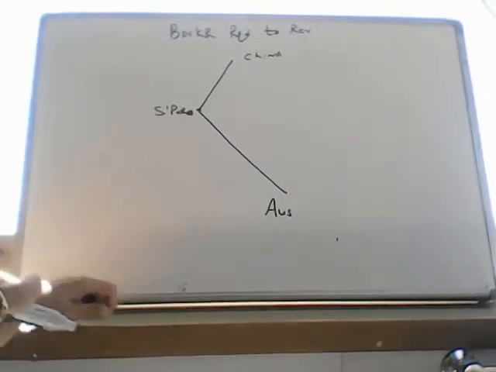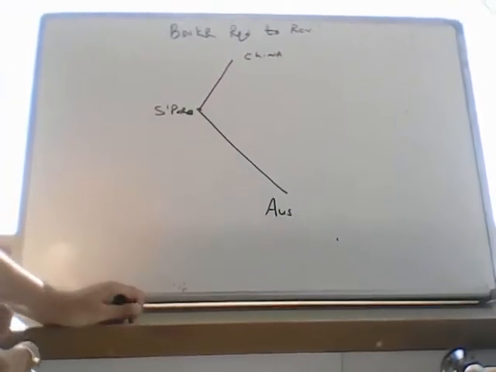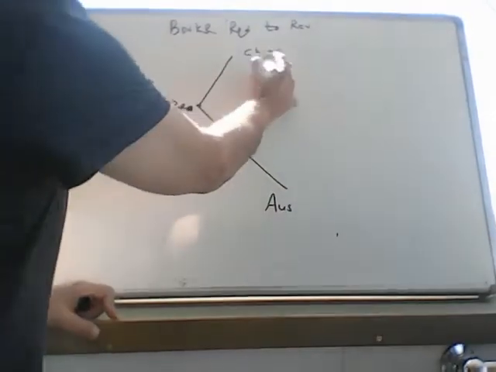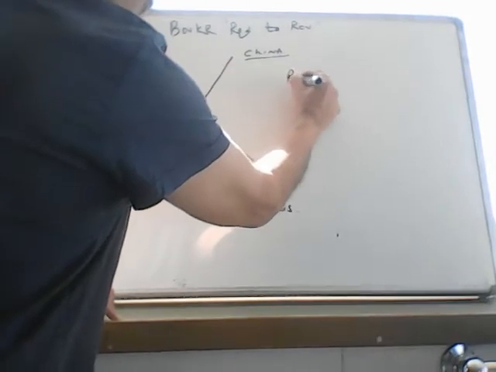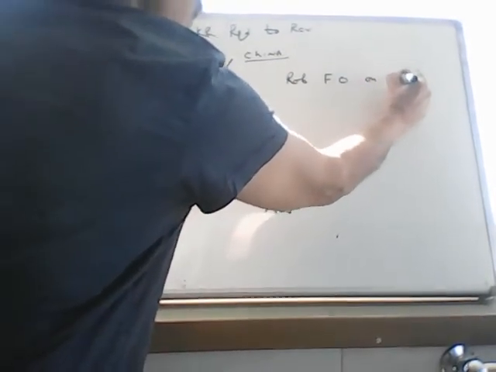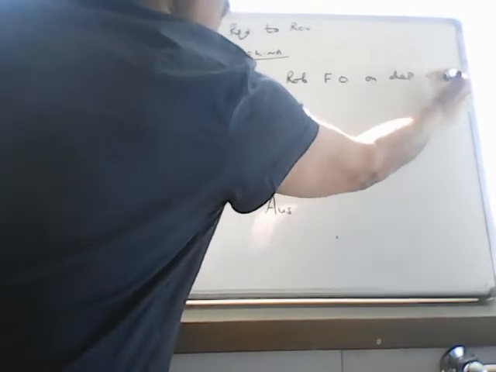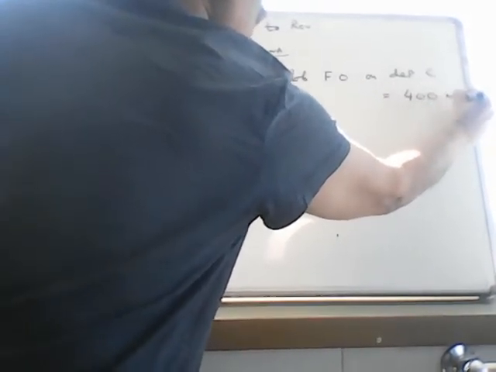So there are two or three methods to calculate. So I will show you the easy method. First, you have to calculate the ROB bunkers, let's say ROB fuel oil, on departure China. Let's say it is 400 metric tons.